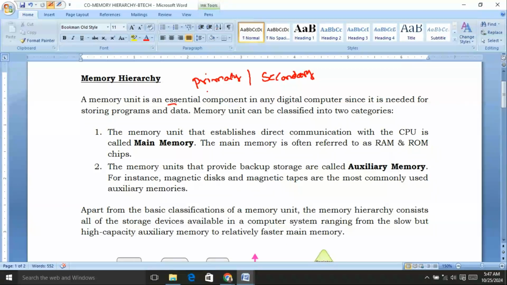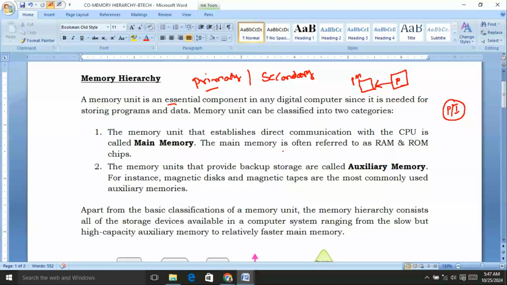So, what do we mean by the primary memory? The primary memory is what the processor, the heart of the system, can directly access and always identifies. That is the primary memory. And the secondary memory is where we store the programs and instructions on a permanent basis. This is known as the secondary memory.